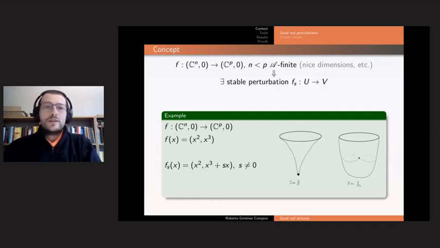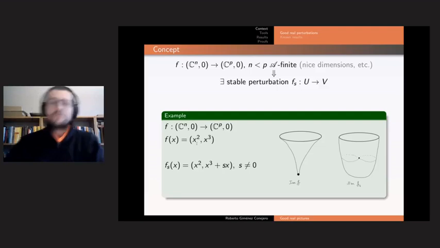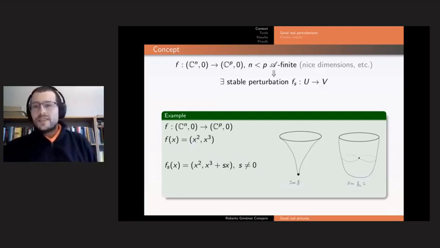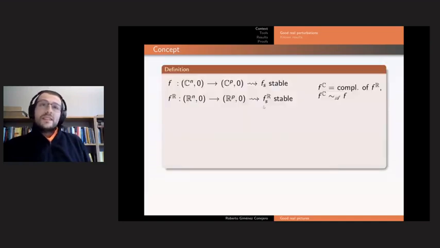In this case, a stable perturbation is like this. You add this kind of term here, such that when the parameter is 0, you recover the original map. And the image in the complex case changes something like this. You have this transverse double point here, and you have some change in the image, and you have some homology, etc. So in the complex case, you have a stable deformation, and in the complex case it is unique. I'm going to repeat this again in a while.